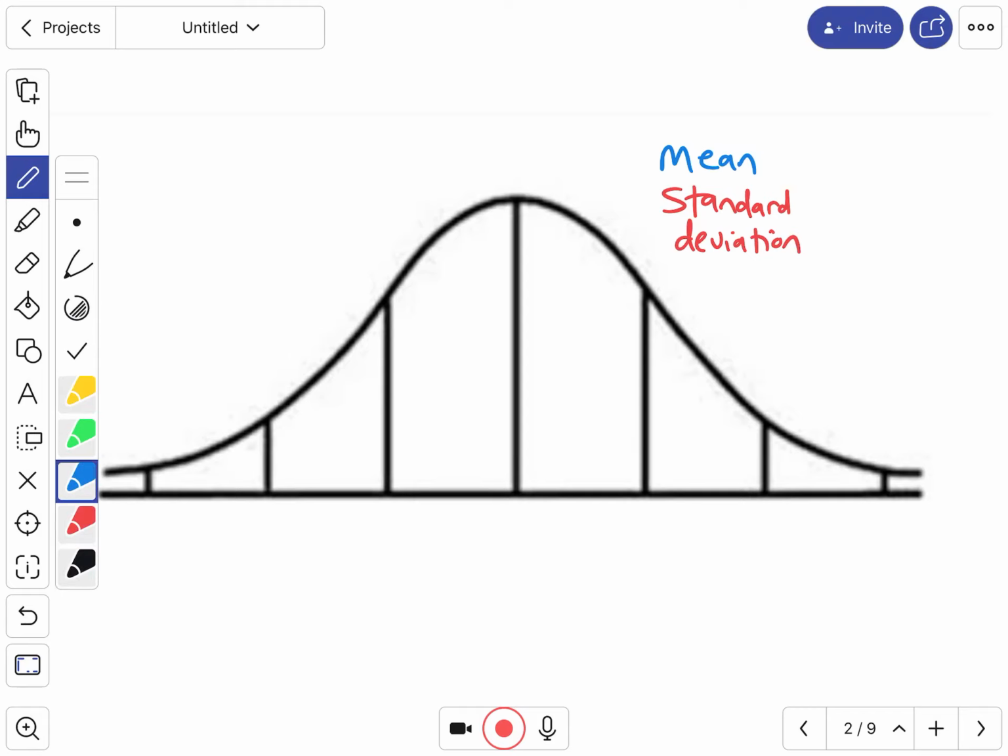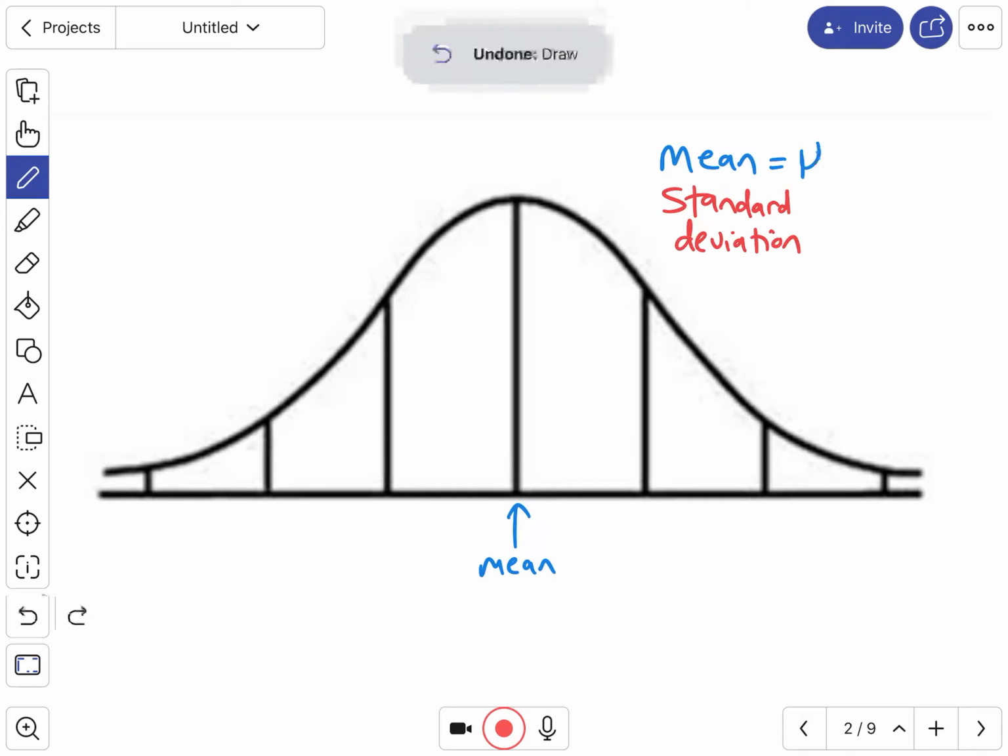So the mean is going to be right here. This is the mean, or the average. And the mean uses the Greek symbol. It looks like a U, but it has this kind of tail to it on this side, and it is called mu. But pretty much anytime you see that symbol, you'll just think of it as the mean.